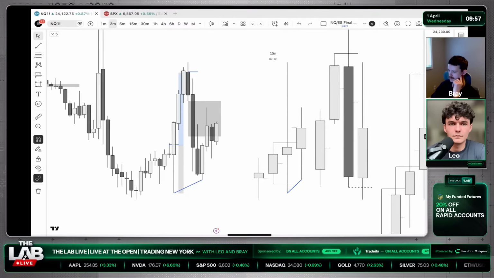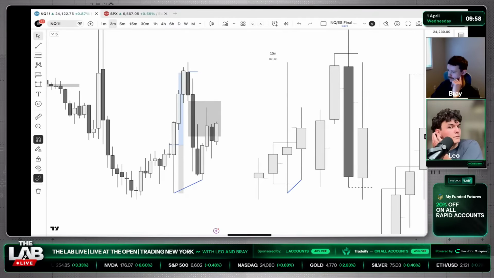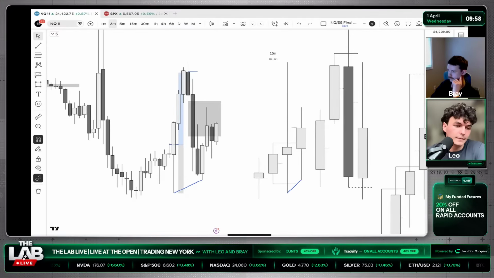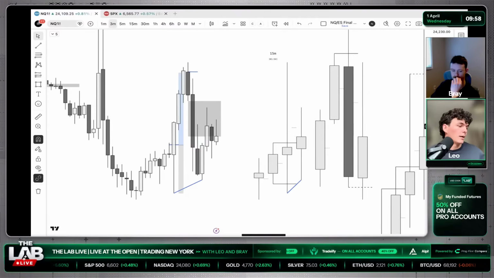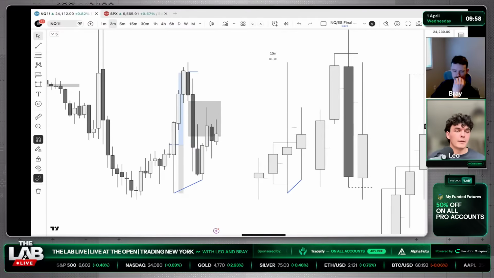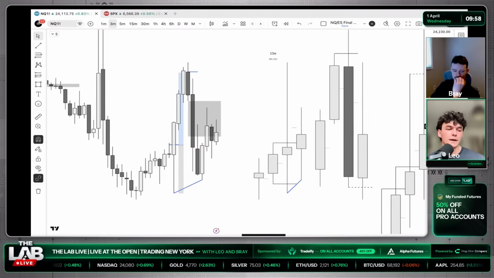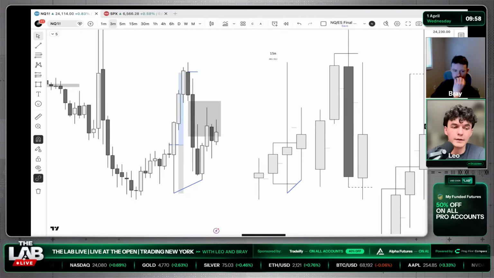Breaker blocks are my favorite personally. Breakers are really nice, I'm with you there. Breaker blocks and CISD, yeah, those work well. A combination between both, but I know people have different preferences. I've been using CISDs a lot more recently.